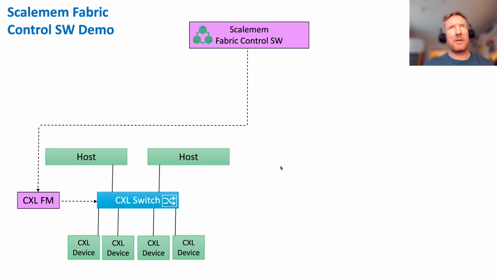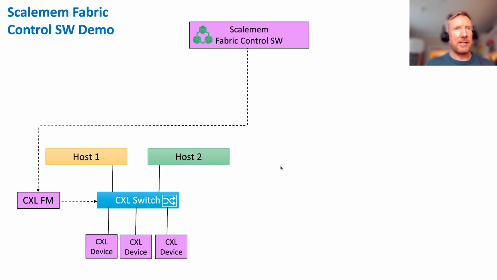So for the demo, I'm going to focus on the simple setup here. In fact, I'm going to make it even simpler and just have three CXL memory devices shared by the two hosts. And I'll color code them so that we can keep track of who owns which device. At the moment, the Fabric Manager owns the three memory devices, so none of them have been allocated to the host yet.